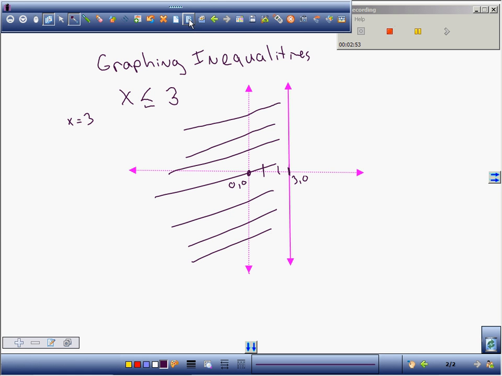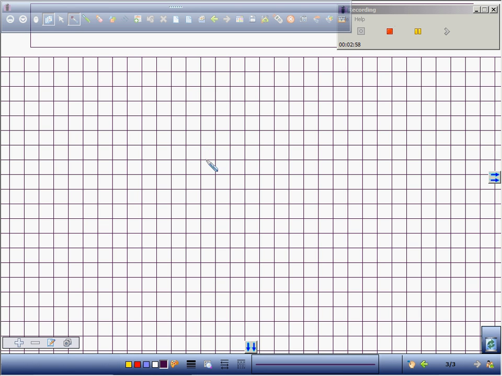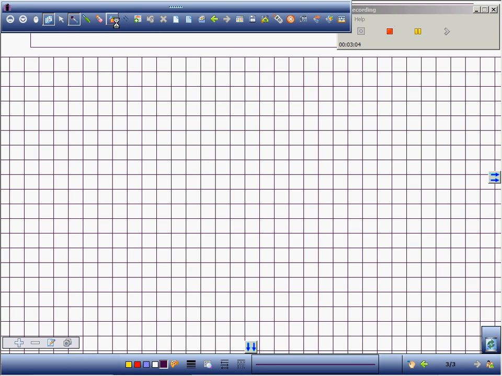So I'm going to start with a piece of graph paper, and I'm going to try to graph an inequality. So I'm going to draw my xy axis.